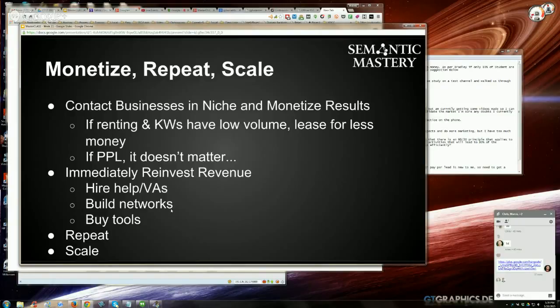Don't do all of this yourself. Hire help, virtual assistants. Build additional networks so that you can get faster results. You can start going after the more competitive stuff if you'd like to, because you're going to have a stronger infrastructure, right? Buy tools.